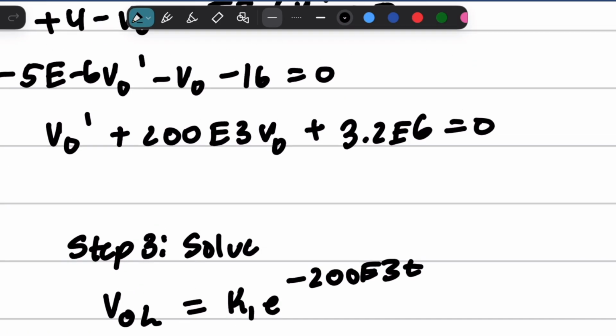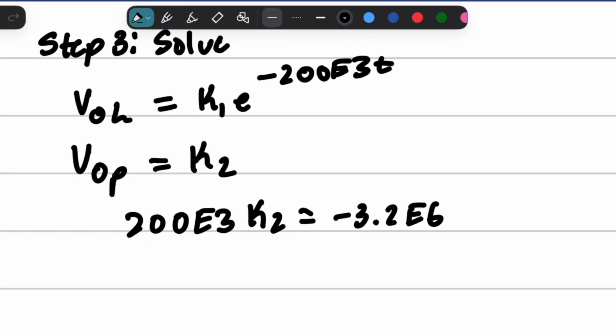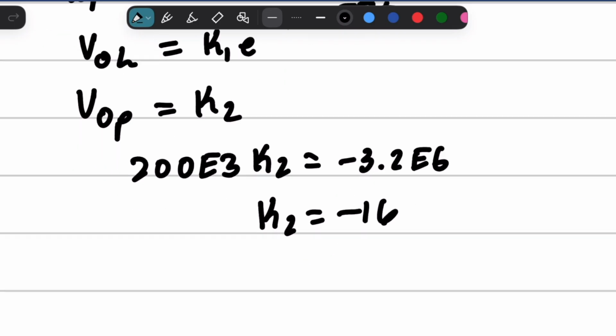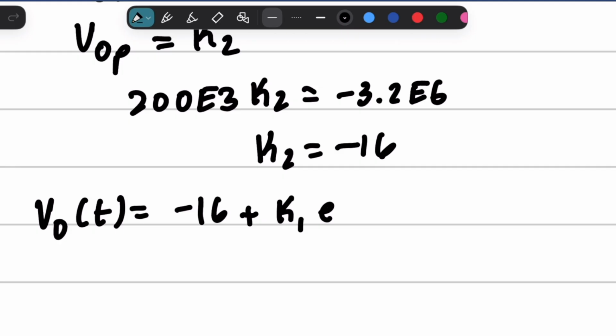K2 is equal to negative 3.2 E6. And we're going to divide both sides, and we're going to get K2 is equal to negative 16. And when we combine this all together, we get V naught of T is equal to negative 16 plus K1 e to the negative 200 E3 T.